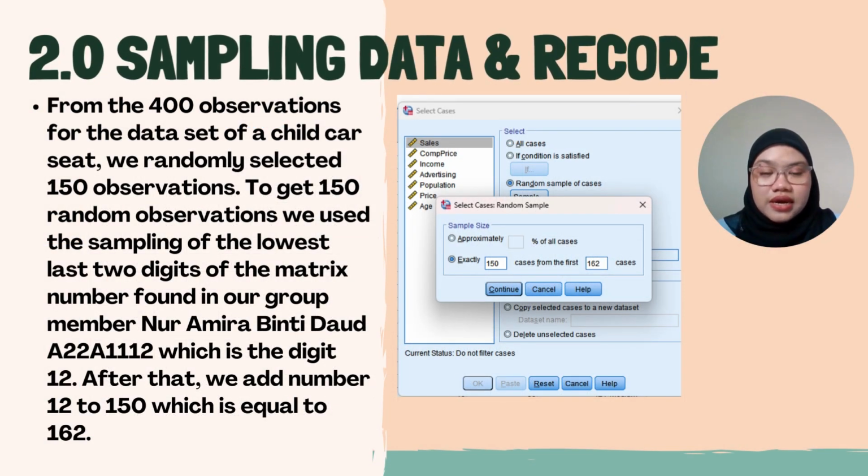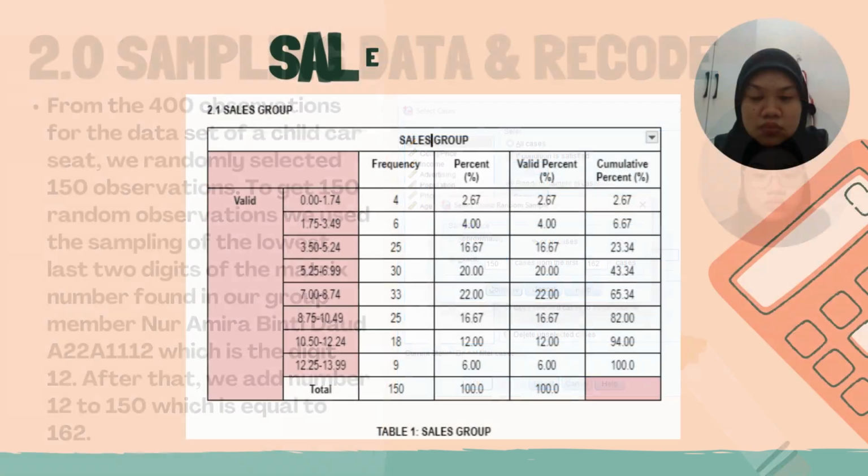2.0 Sampling data and record. From the 400 observations for the data set of child car seat, we randomly selected 150 observations. To get 150 random observations, we use the sampling of the lowest last two digits of the metric number found in our group member, which is Nur Amira binti Daud, A22A1112, which is the digit 12. After that, we add the number 12 to 150, which is equal to 162.